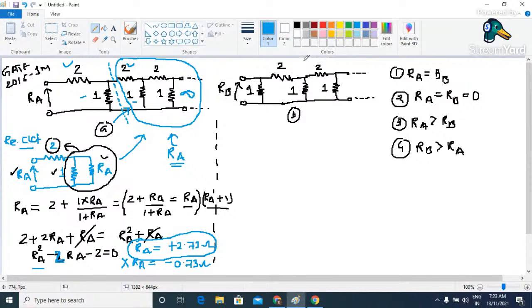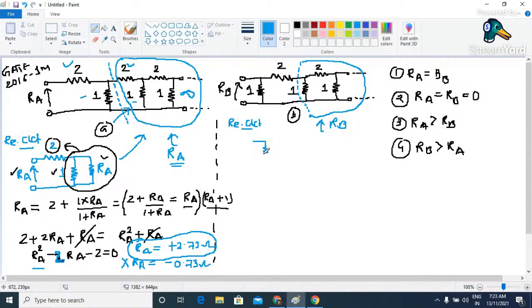That means if you cut this particular network from this particular point, this section is exactly going to be the same as what we have previously. So I can replace this particular section by RB. If you apply that logic and redraw the circuit, we can have a structure like this.